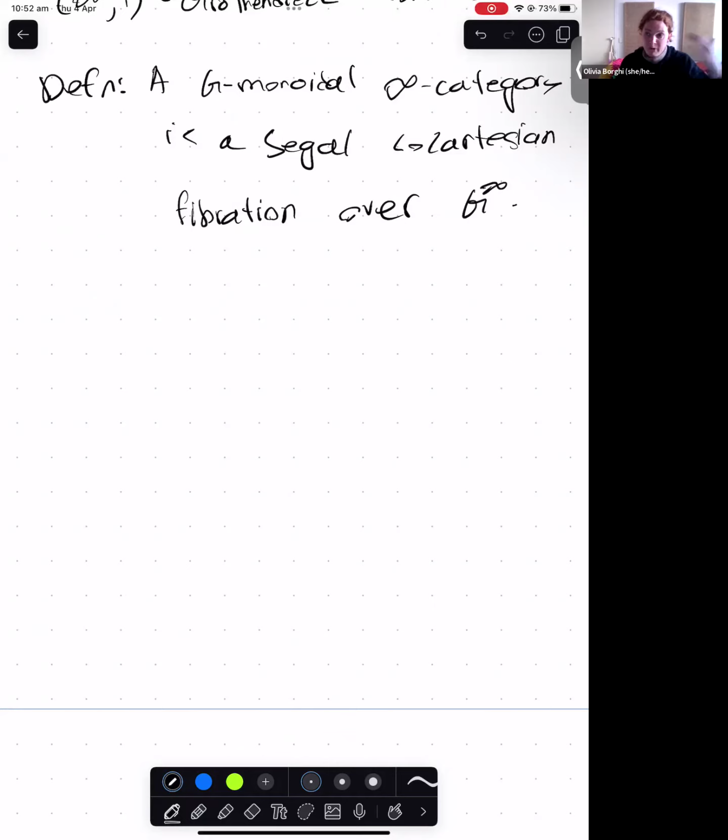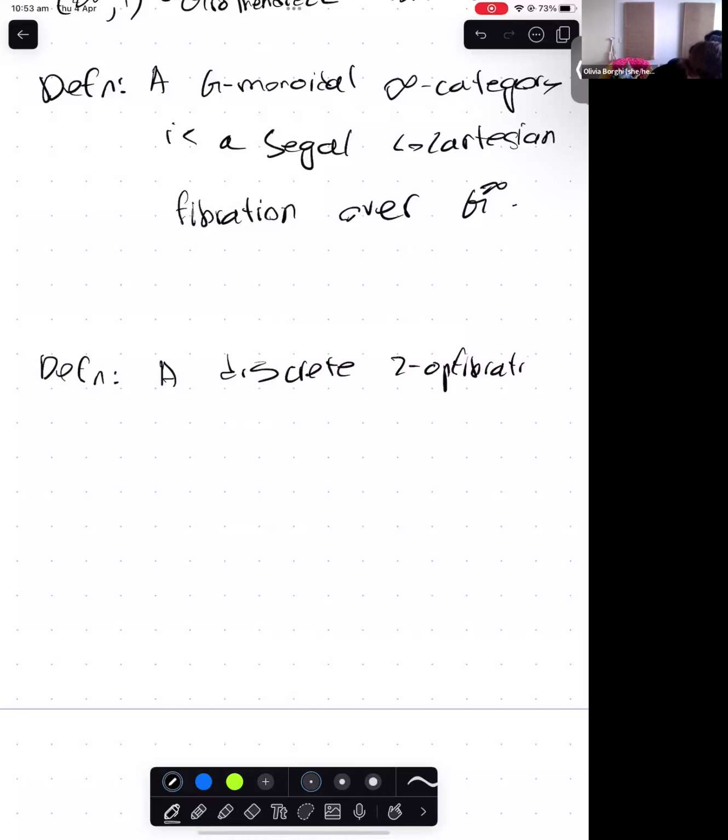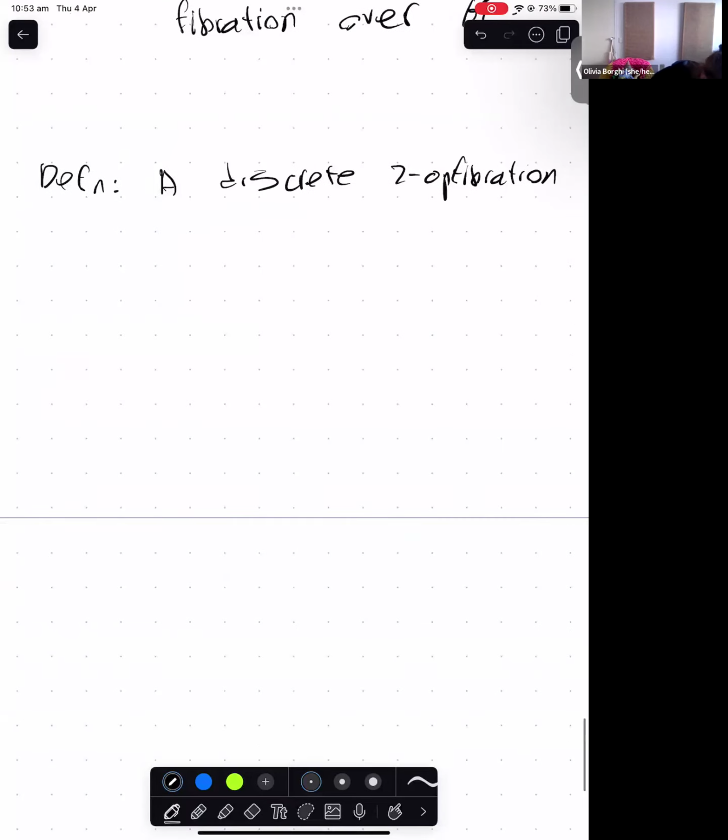But for braids in the one-dimensional case, a braided monoidal category can be defined as a discrete 2-op fibration C^⊗ down to the braid groupoid. And this is a Segal one.